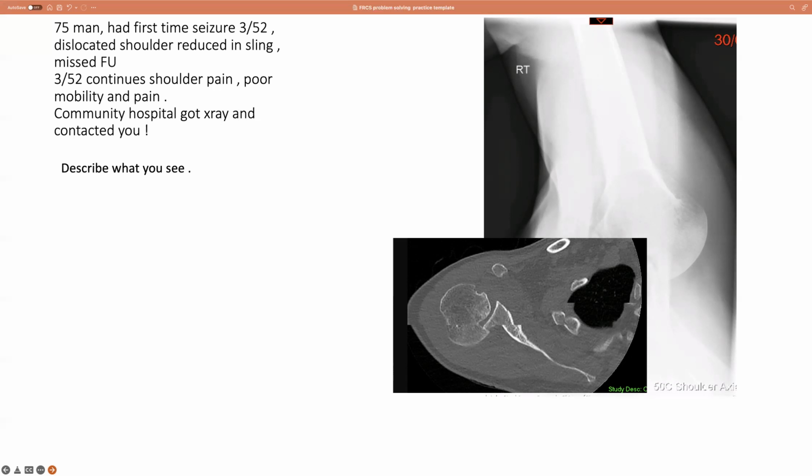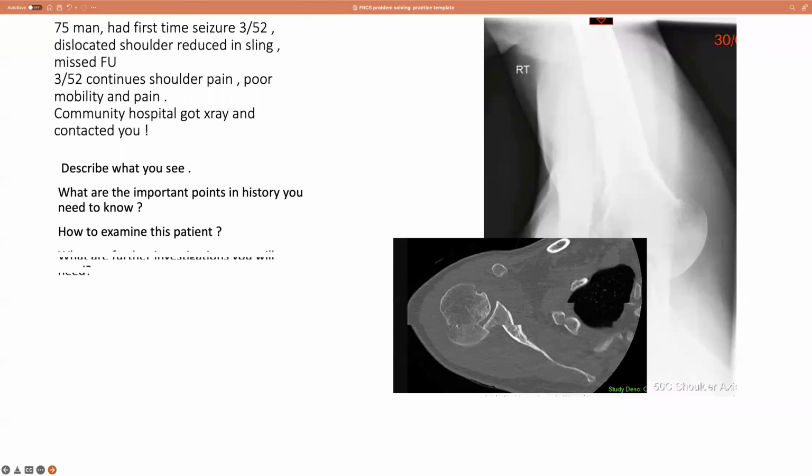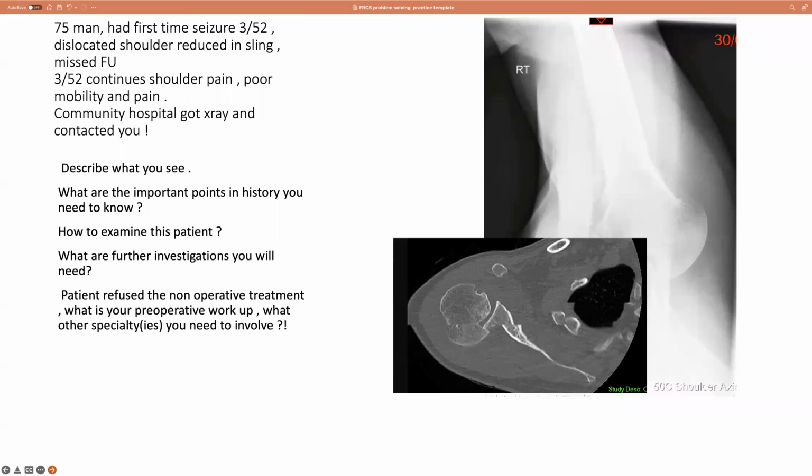Describe what you see. What are the most important points in history you need to know? How to examine this patient? What further investigations will you need? The patient refused to have a non-operative treatment. What is your pre-operative workup? What other specialty or specialties do you need to involve? What are the surgical treatment options?